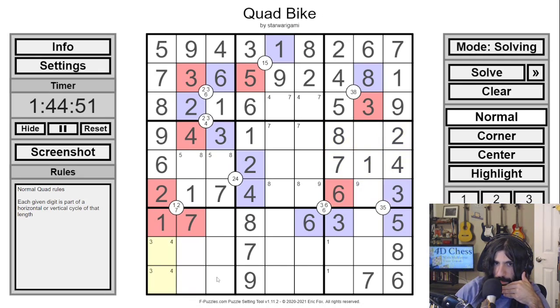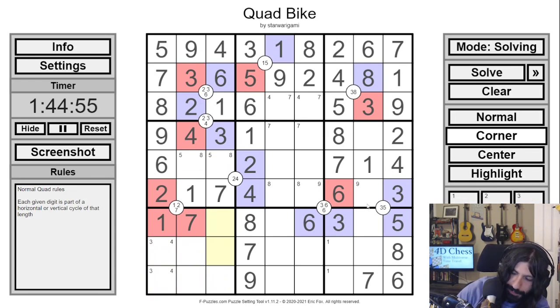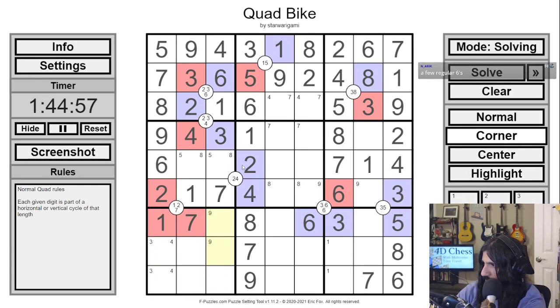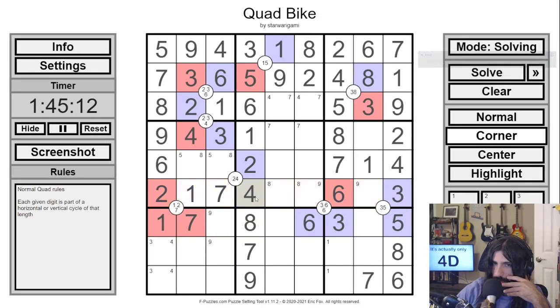Okay, so one of these is a 9. Doesn't super help. The 4 cycle on the 6th row. This is the 6th row. There's no 4 cycle here. This is vertical. This is a vertical cycle.